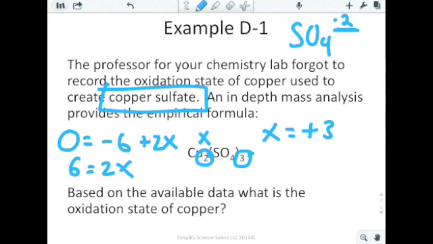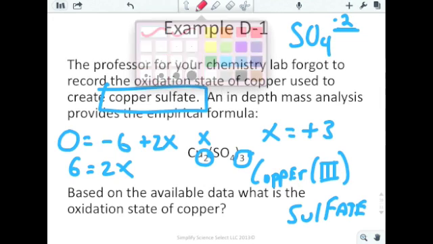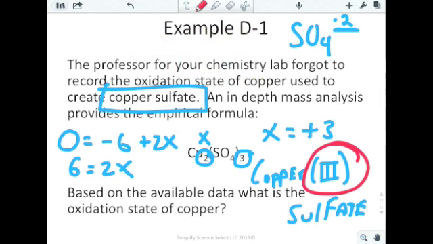Now how do we write the name? We write copper(III) sulfate. And we only have to do this when you have a transition metal. Okay?